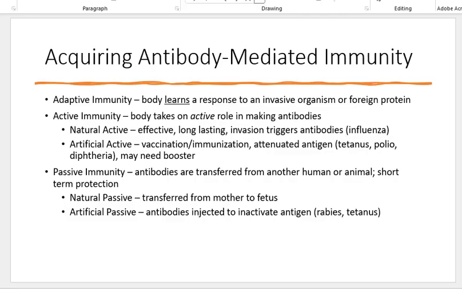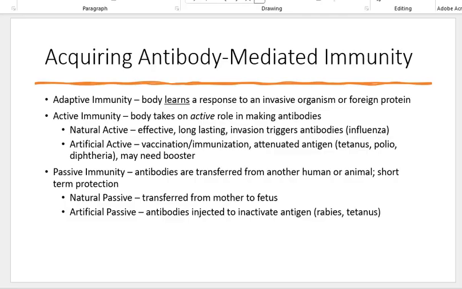Then you have artificial active. This is your vaccinations, immunizations, attenuated antigens such as tetanus, polio, diphtheria. Sometimes you may need a booster. But they're given to be less likely to cause disease, with formation of antibodies.